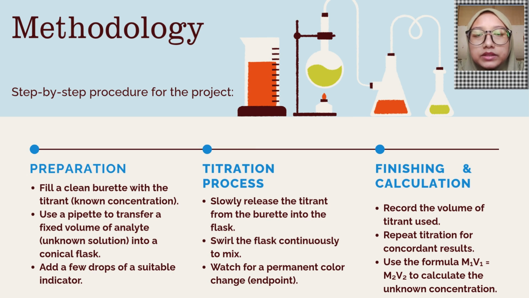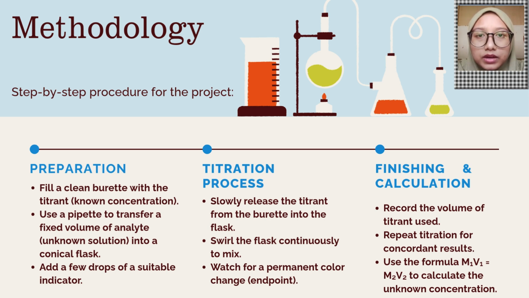The methodology of titration involves several well-defined steps to ensure accurate and reliable results. First, a clean burette is filled with the titrant, a solution of known concentration such as sodium hydroxide in an acid-base titration. The burette allows for precise measurement of the volume delivered. Next, a measured volume of the solution with unknown concentration is transferred into a clean conical flask using a pipette. The pipette ensures a consistent volume is used each time, usually 25 ml.